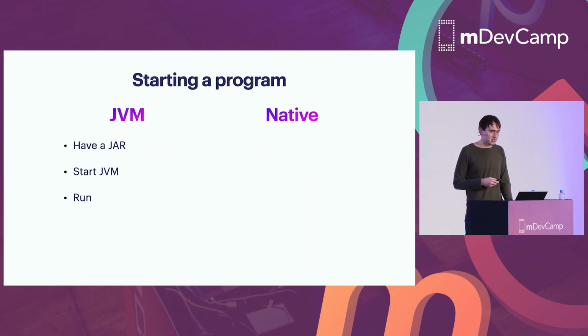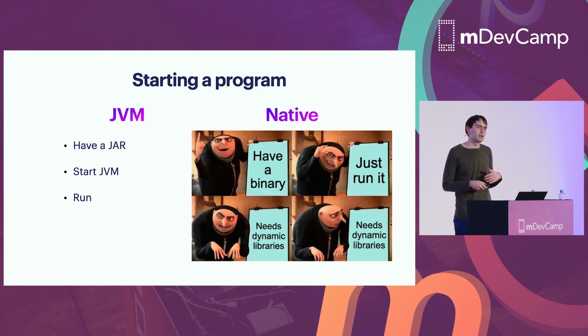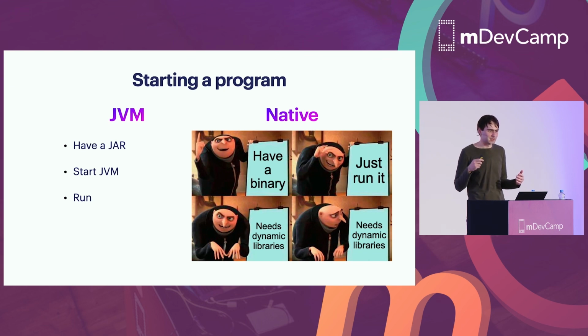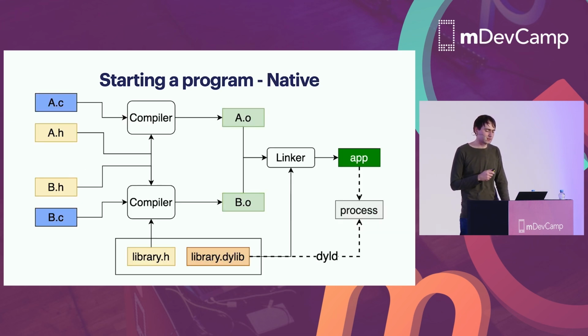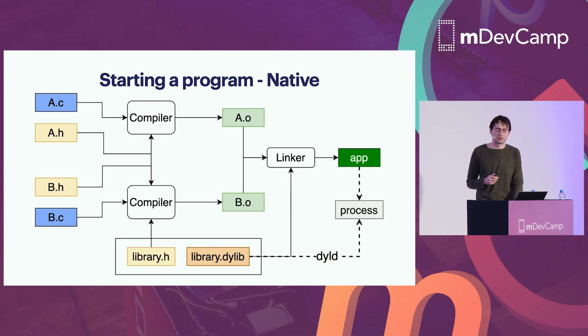So what we can do is start our program finally. Let's compare. On the JVM, we have a jar. We can start a JVM, and we just run it. On the native side, we have a binary. We just run it. Oh, wait, we still need to deal with the dynamic libraries. Fortunately for us, this is mostly solved by the operating system.